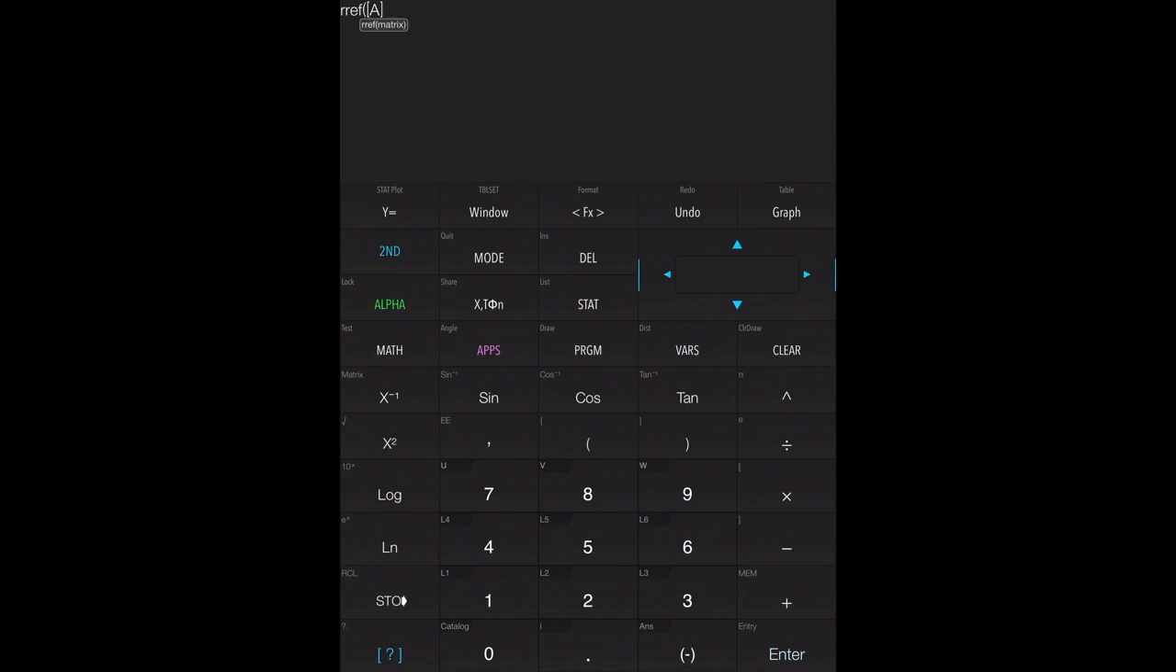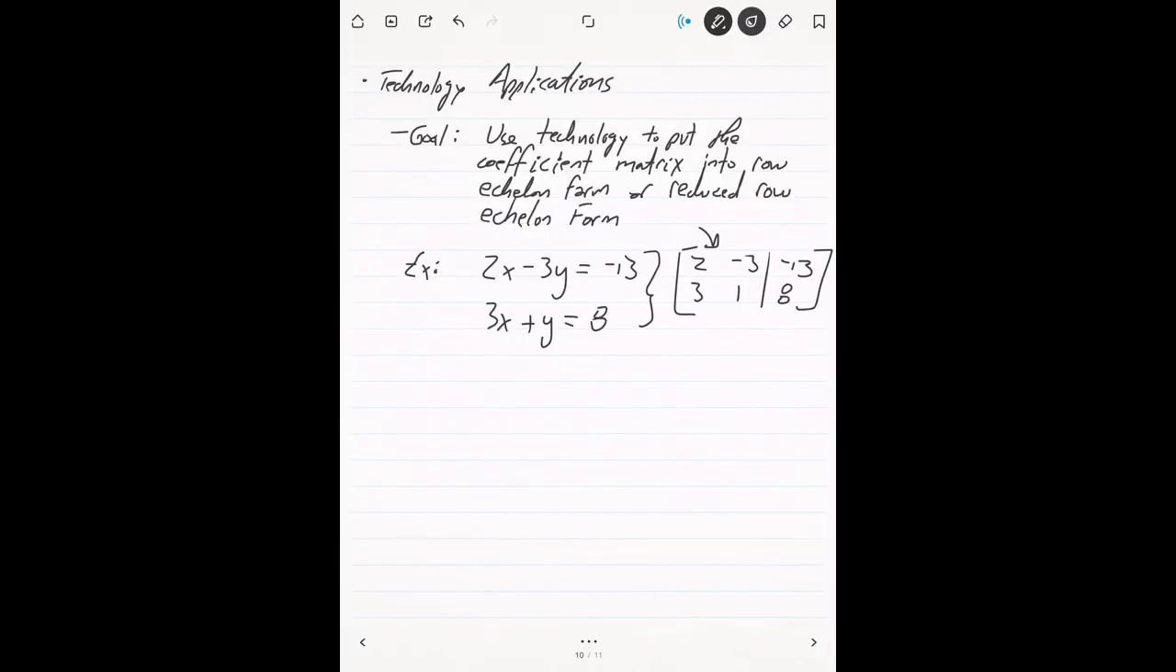Now let's go ahead and hit Enter to see what we get when this matrix A has simplified into the form that we want. You'll see that the matrix we get is 1, 0, 1, 0, 1, and 5. So we had the matrix 2, -3, 3, 1, and the constants were -13 and 8. By performing RREF, by performing this operation, we ended up with a 1, a 0, a 0, 1, and a 1, 5.